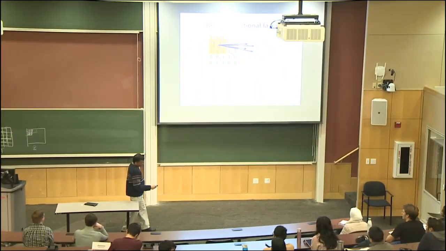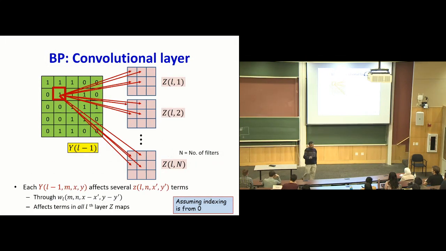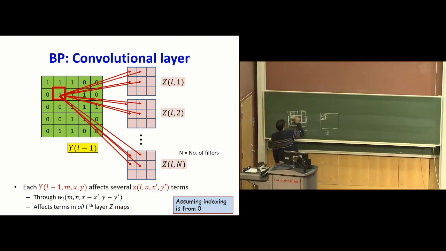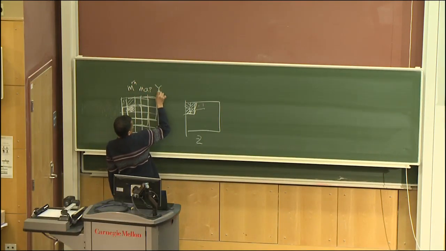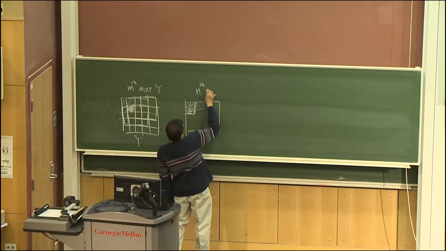So each y is actually going to influence several z terms. And in fact, it's not going to influence the z terms in just one map. It's going to influence that set of z terms for every one of the maps, because convolution is basically using this y to compute each of the output maps, right? So how does it influence it? Now let's say this is the mth map for y, and this is, say, the nth map for z.